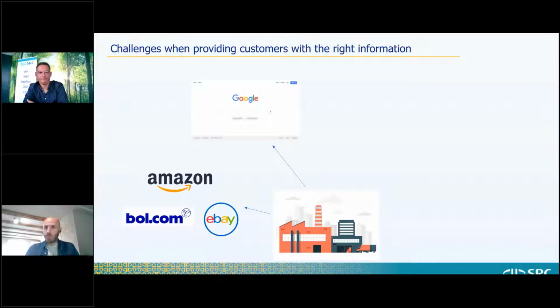Google. If your product information, your product description, is not correct, it's not going to come up on Google on the first page. It's going to be on page 21. And nobody's buying your product from page 21, unfortunately.